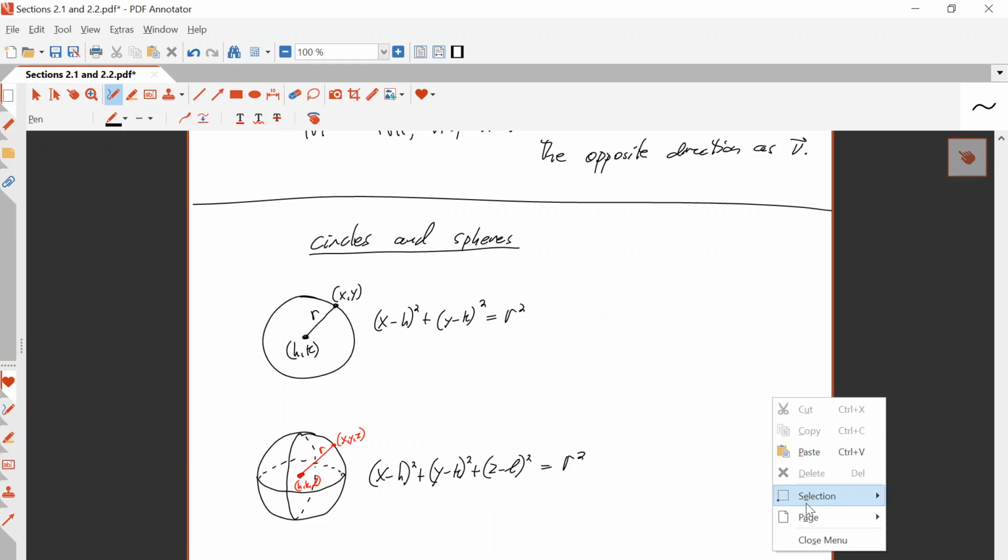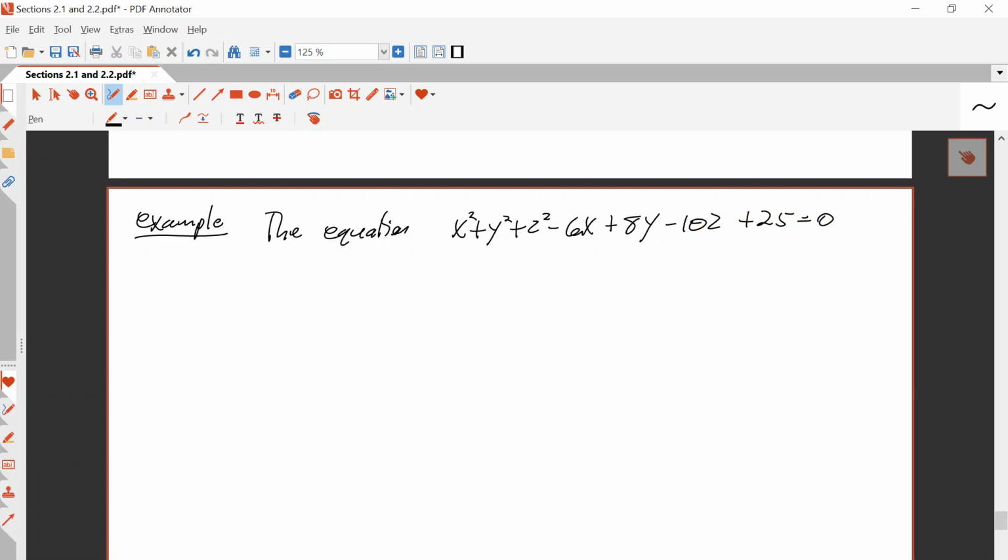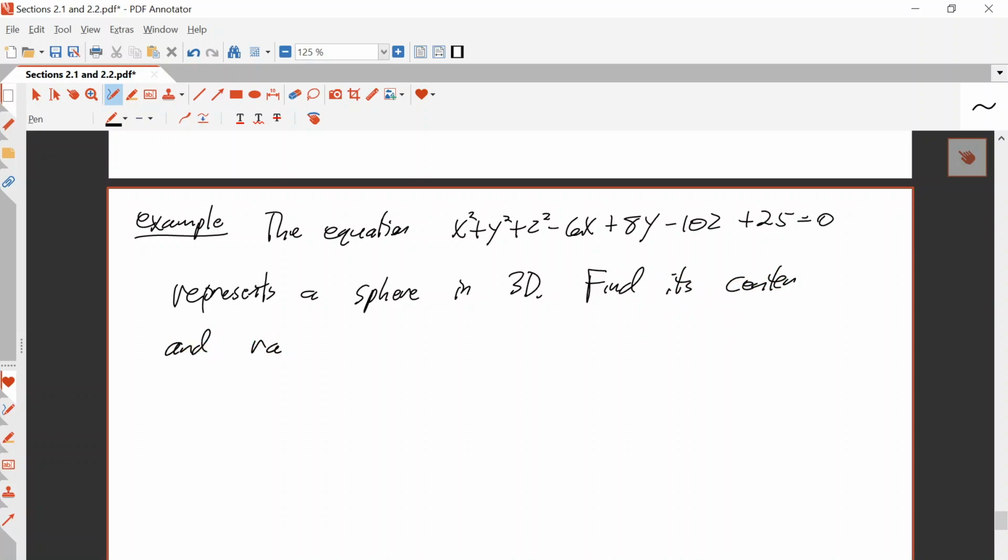So, for example, the equation x squared plus y squared plus z squared minus 6x plus 8y minus 10z plus 25 equals 0 represents a sphere in 3D. Find its center and radius.